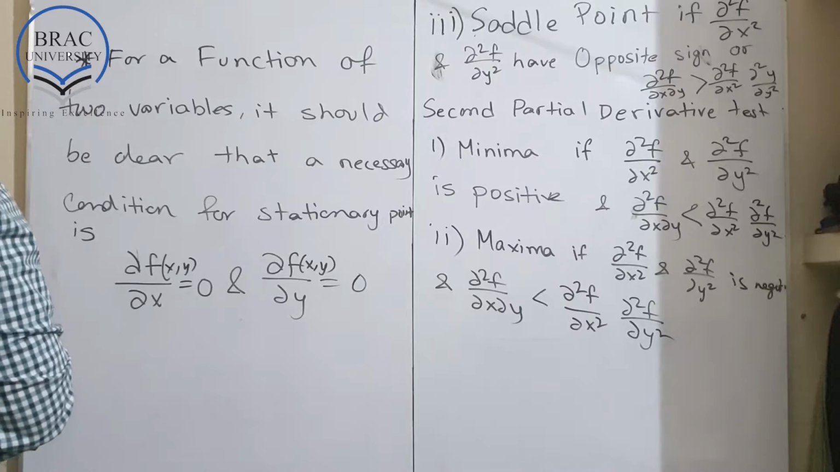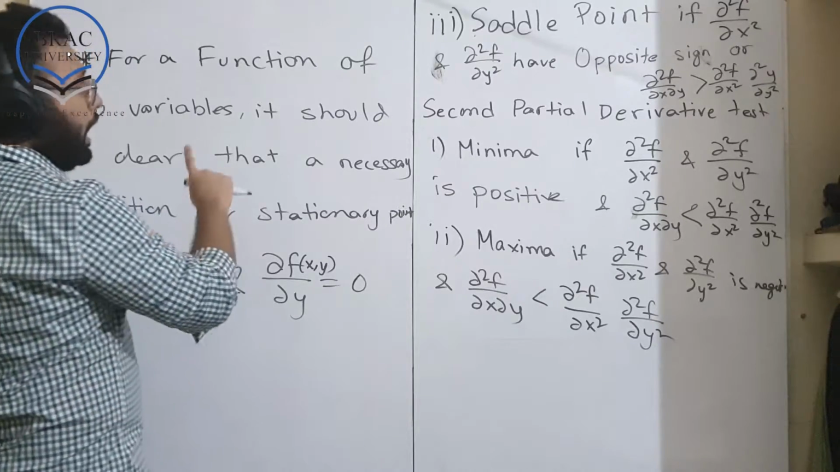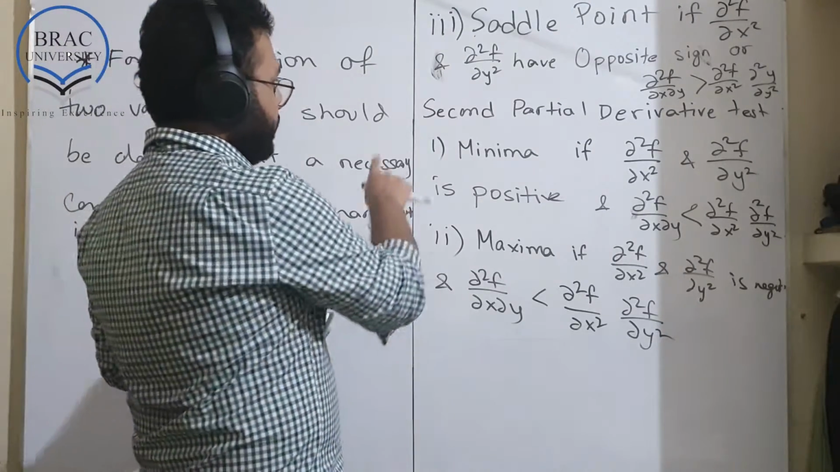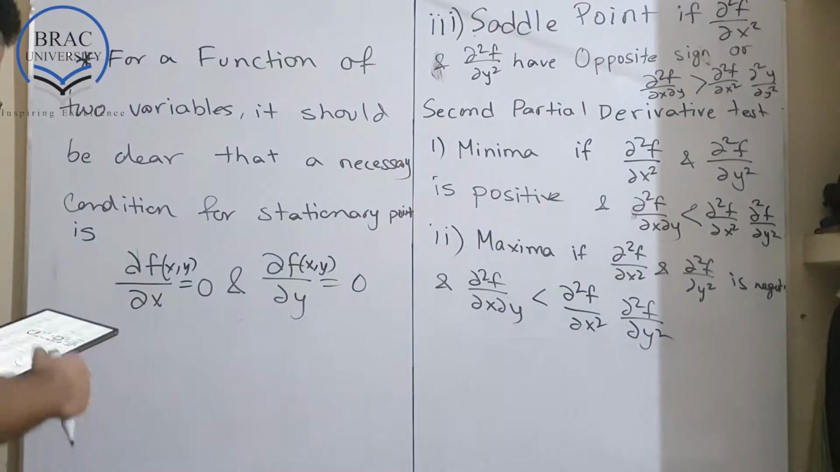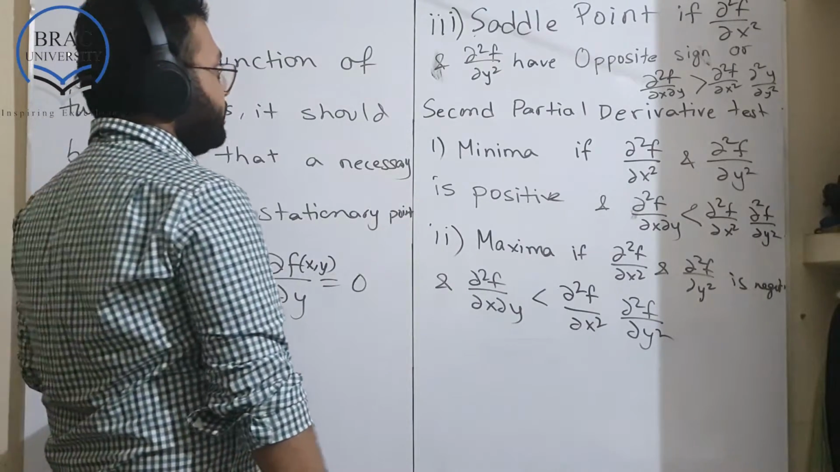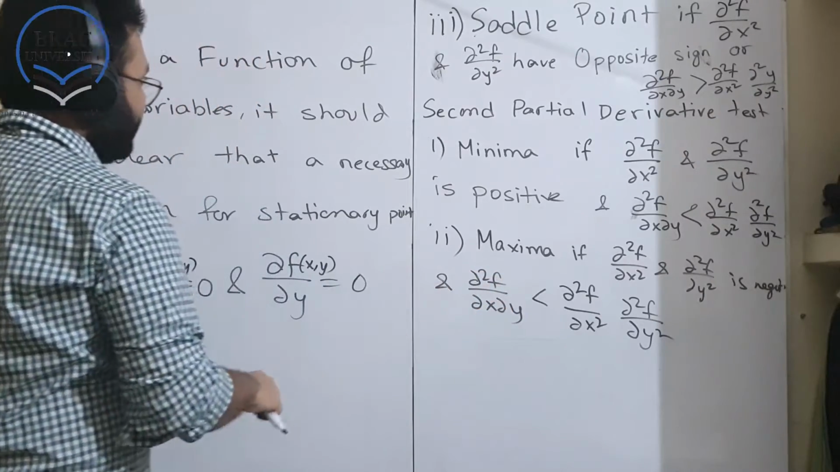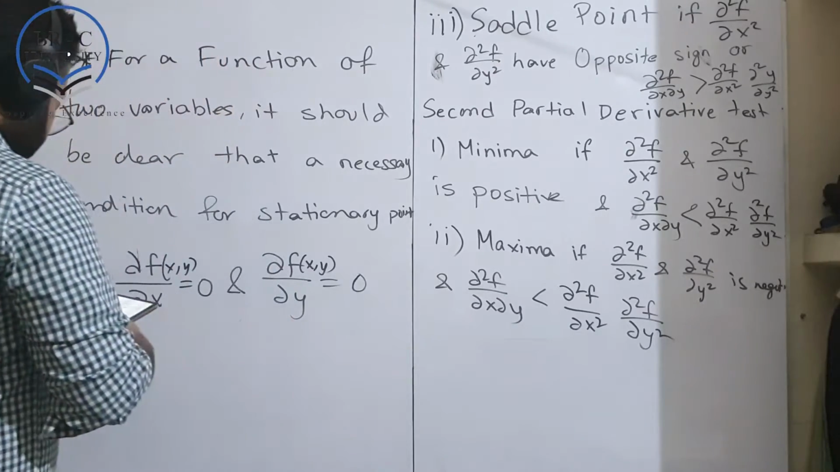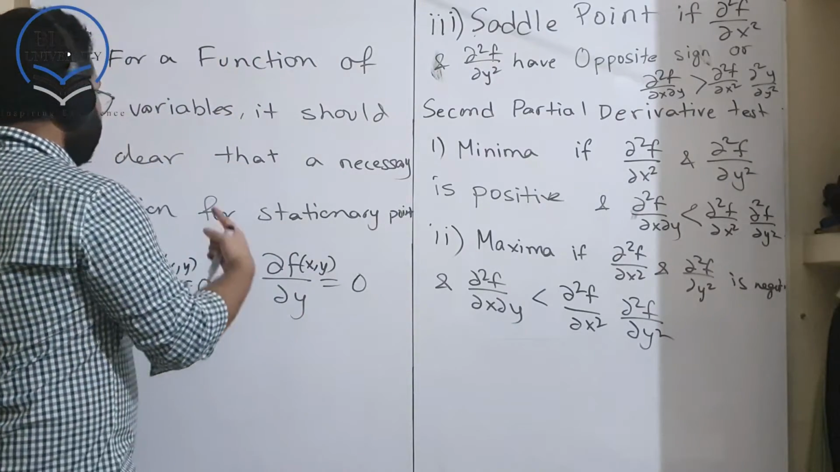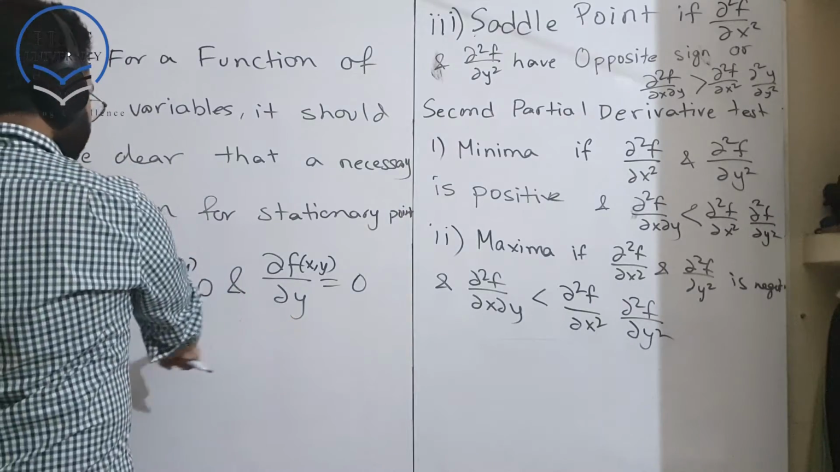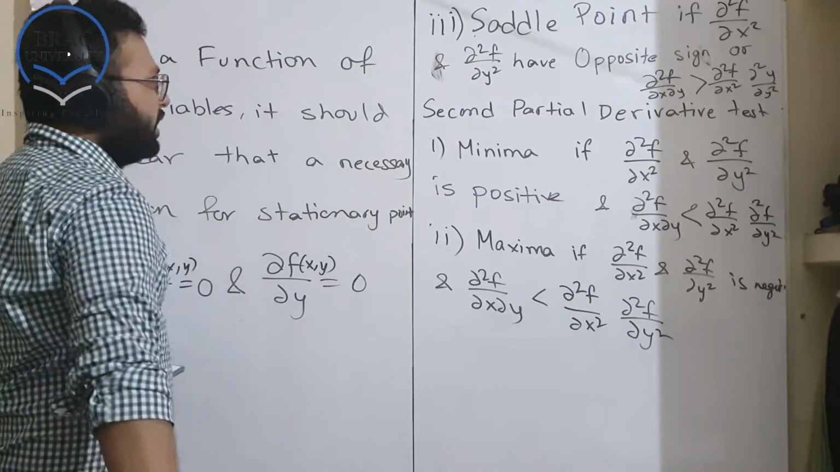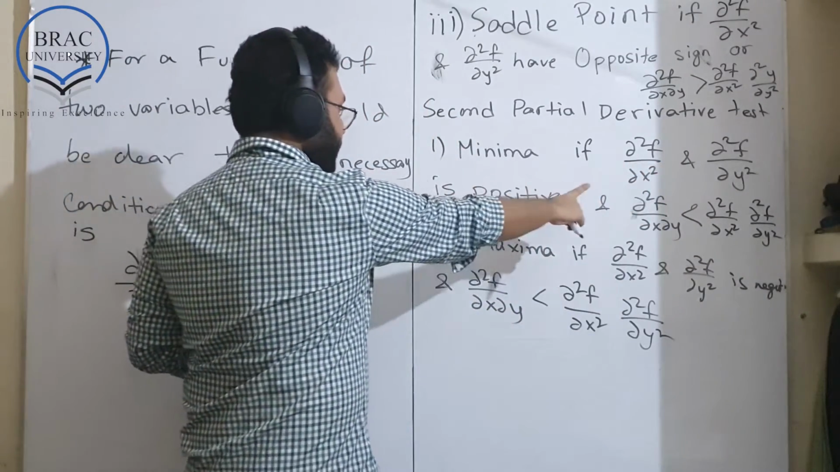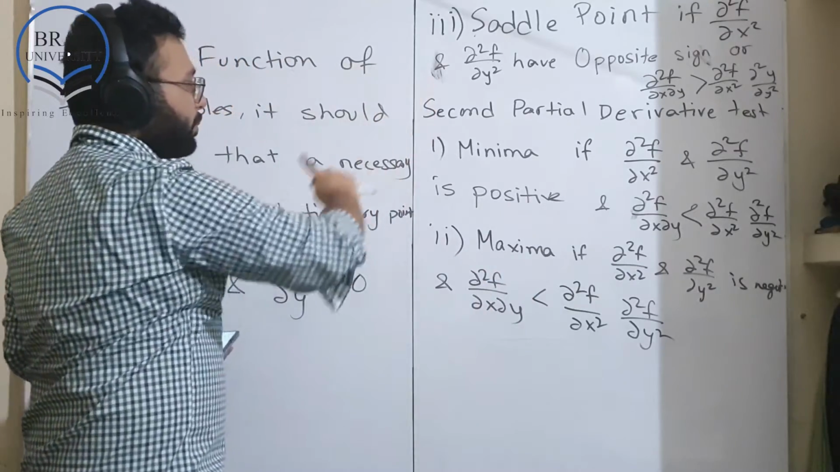So let's sum up here. First, we learned how a maxima or a minima for a two variable function may look like, which we learned with a cup example. Then we learned about the saddle point, that is a maxima with respect to one variable but a minima with respect to another variable. Then we learned about the necessary condition for a stationary point. Then we went on and learned about the second partial derivative test, which says minima if this, maxima if this, and saddle point if this.